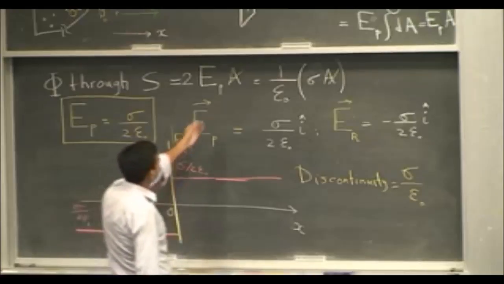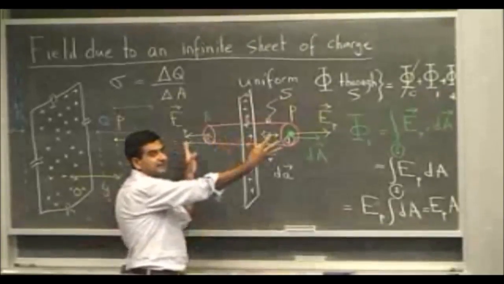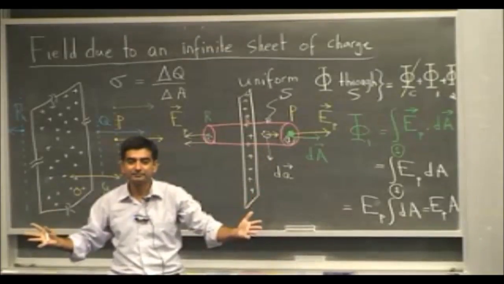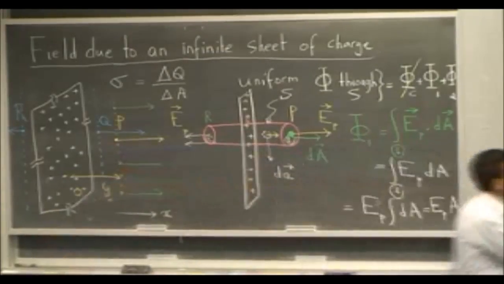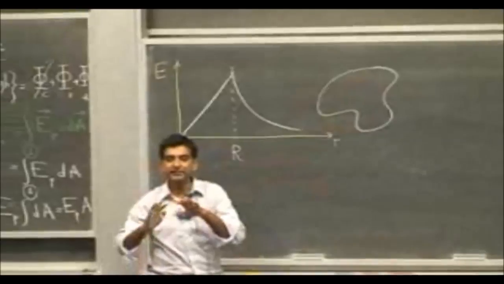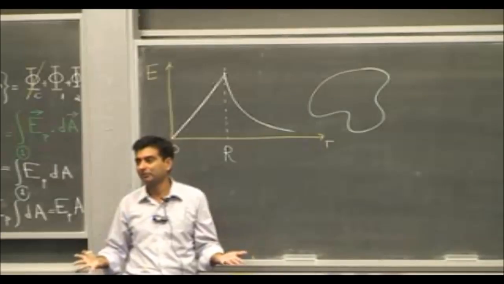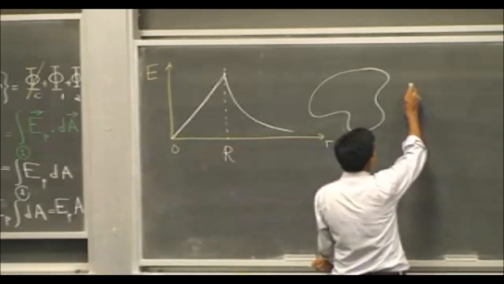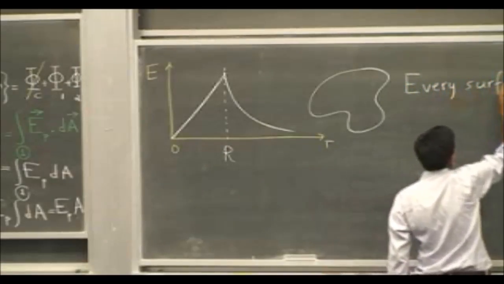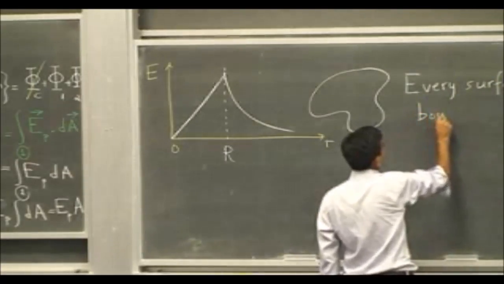No. Because in this example, we have to take the charge enclosed by this surface. Now this is a surface. Every surface is the boundary of a volume. Correct? If I draw any surface, the surface doesn't have any thickness. But inside the surface there is a volume. Okay? So this is an important statement I can write. Every surface is the boundary of a volume.